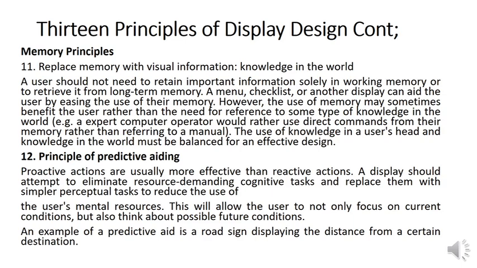Principle of predictive aid. This is 12. Proactive actions are usually more effective than reactive actions. A display should attempt to eliminate resource-demanding cognitive tasks and replace them with simpler perceptual tasks to reduce the use of the user's mental resources. This will allow the user to not only focus on current conditions but also think about possible future conditions. An example of a predictive aid is a road sign displaying the distance from a certain destination.